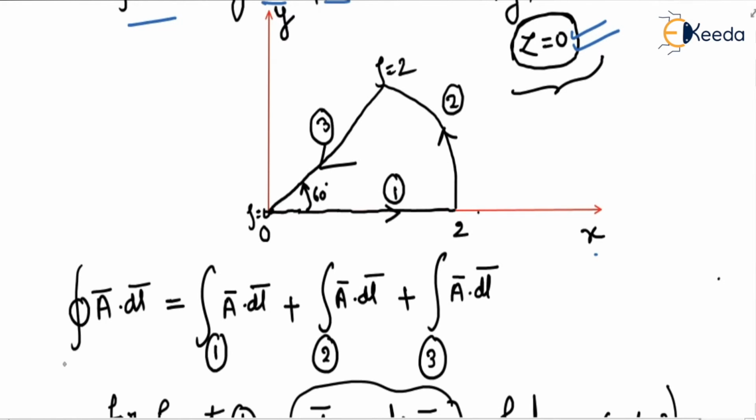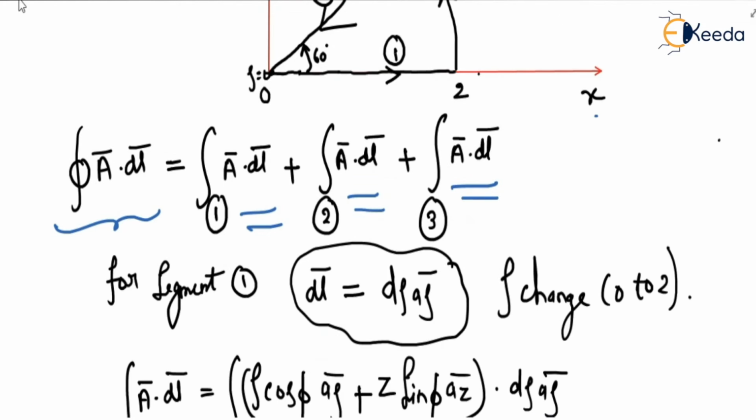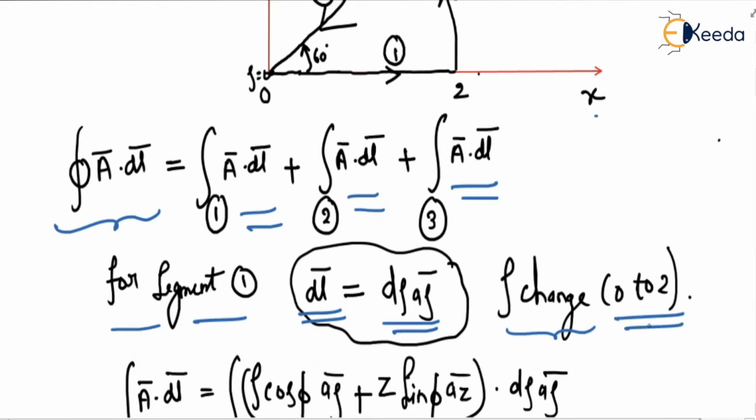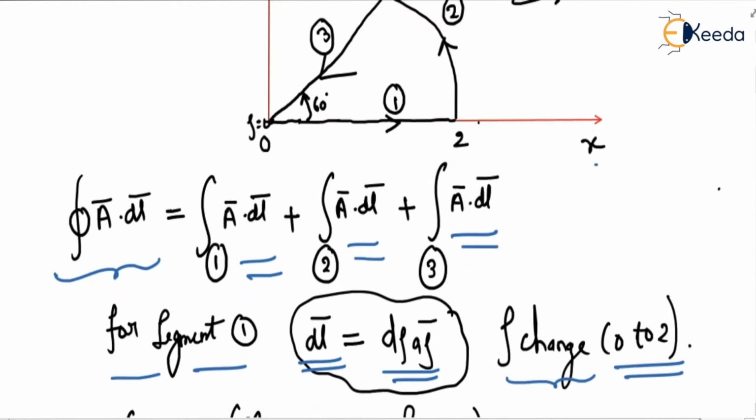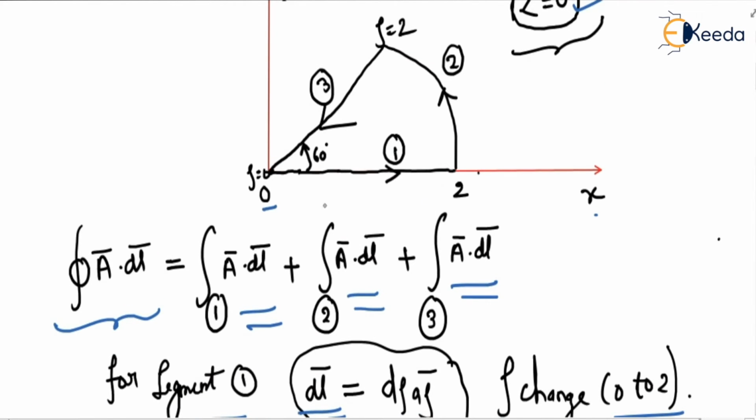So here is the circulation. We will solve it for the first path, the second path, and the third path, or we can say the first segment, second segment, and third segment. Let me start with the first segment. For the first segment, dl vector is d rho a rho, because rho is changing from 0 to 2, as is clear in the figure.